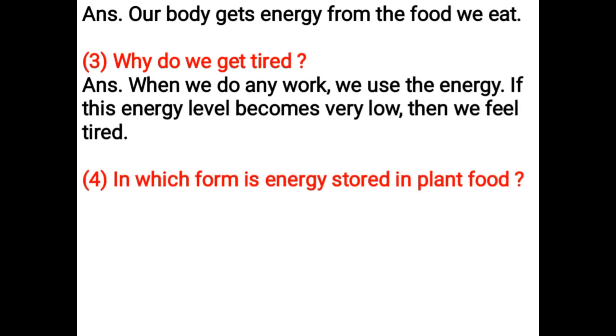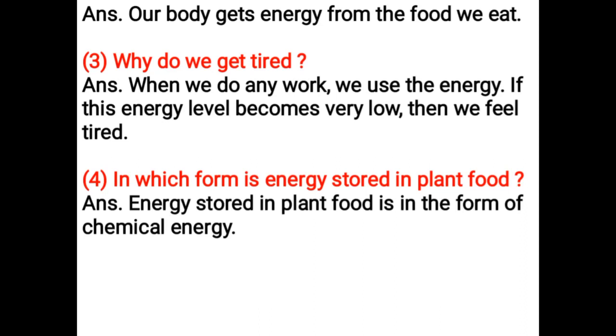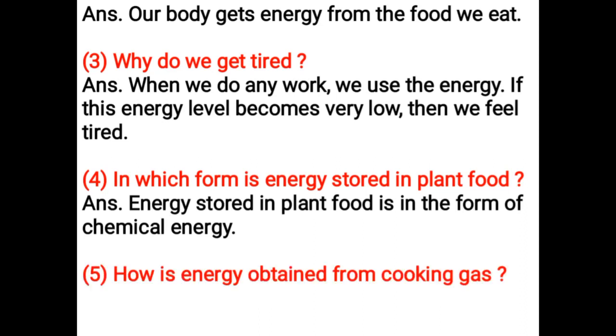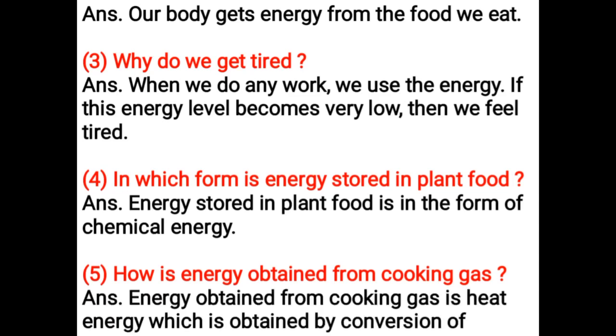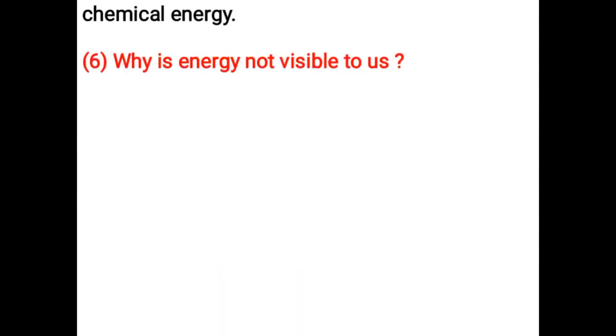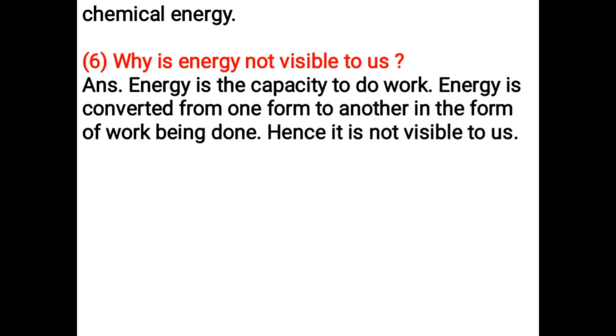In which form is energy stored in plant food? Energy stored in plant food is in the form of chemical energy. How is energy obtained from cooking gas? Energy obtained from cooking gas is heat energy, which is obtained by conversion of chemical energy. Why is energy not visible to us? Energy is the capacity to do work. Energy is converted from one form to another in the form of work being done. Hence, it is not visible to us.